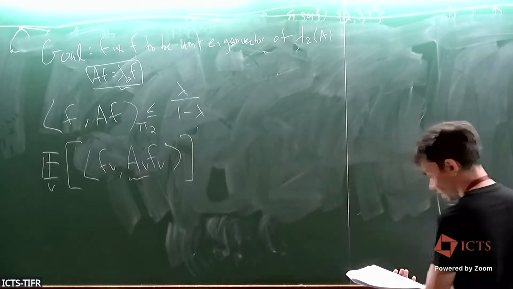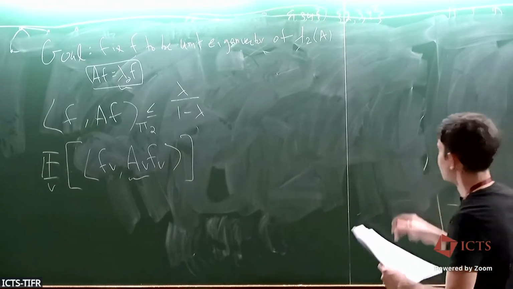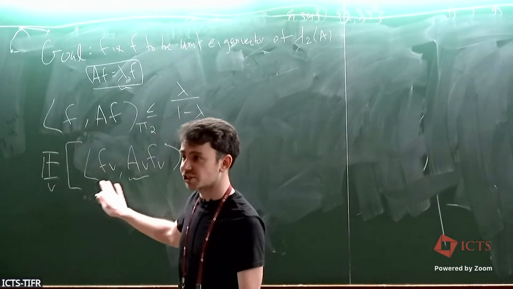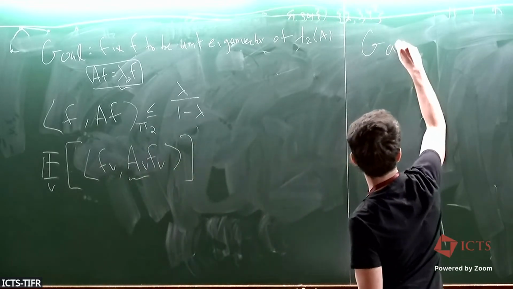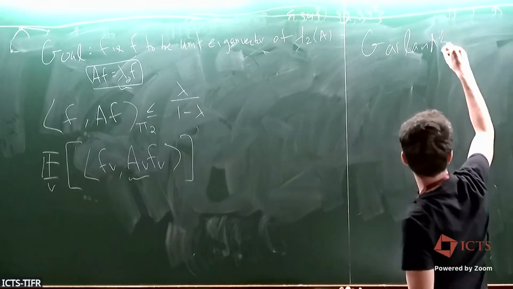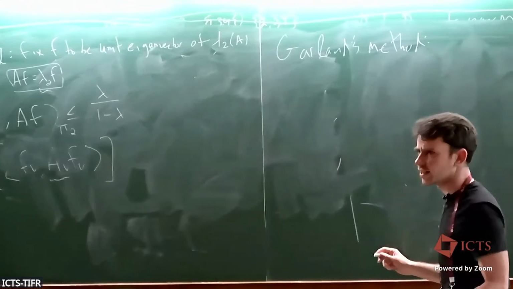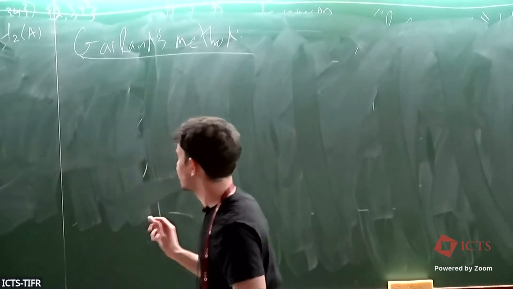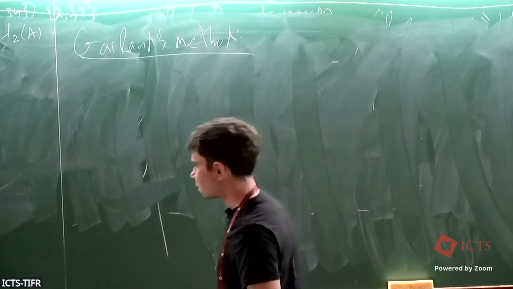Okay, so how do I actually do this? I need some sort of lemma that relates f A f to some expectation of the local functions. Let me be a little bit more formal about this. This is often called Garland's method or Garland's lemma, after Garland, who did something similar in a paper in '73 analyzing cohomology. This method is attributed to him, but it's been used a lot more in the context of spectral expansion recently.